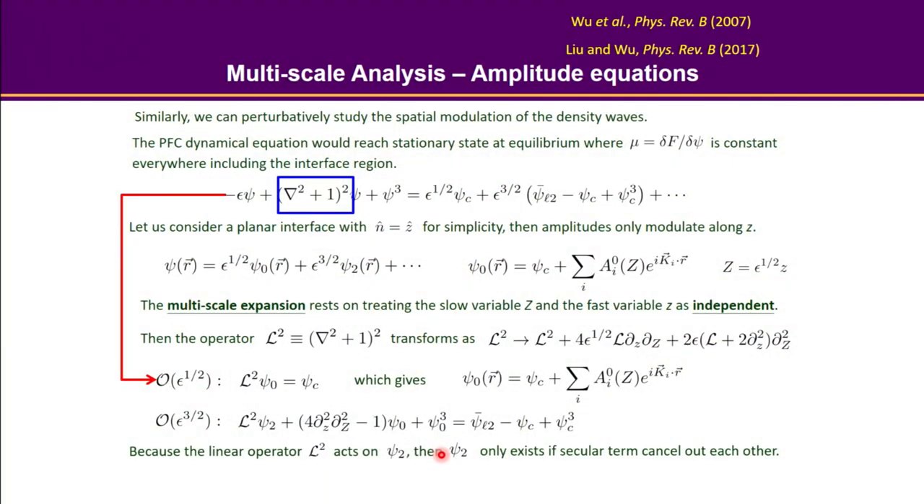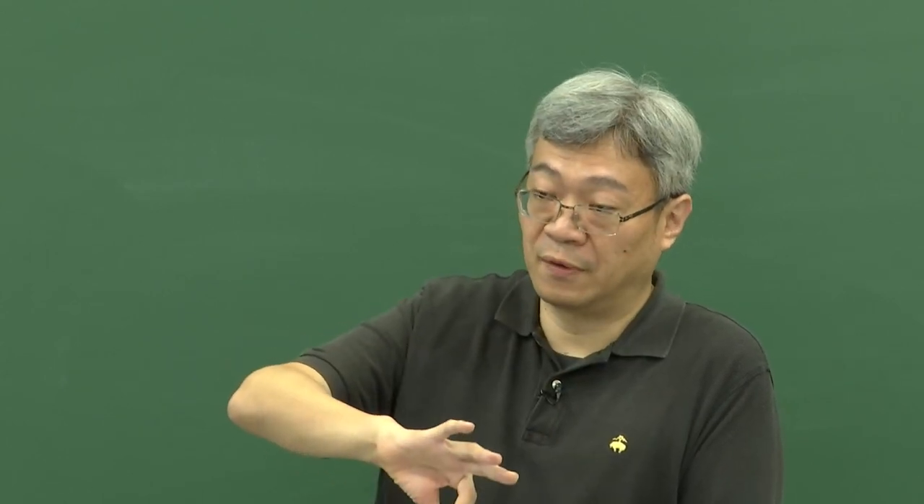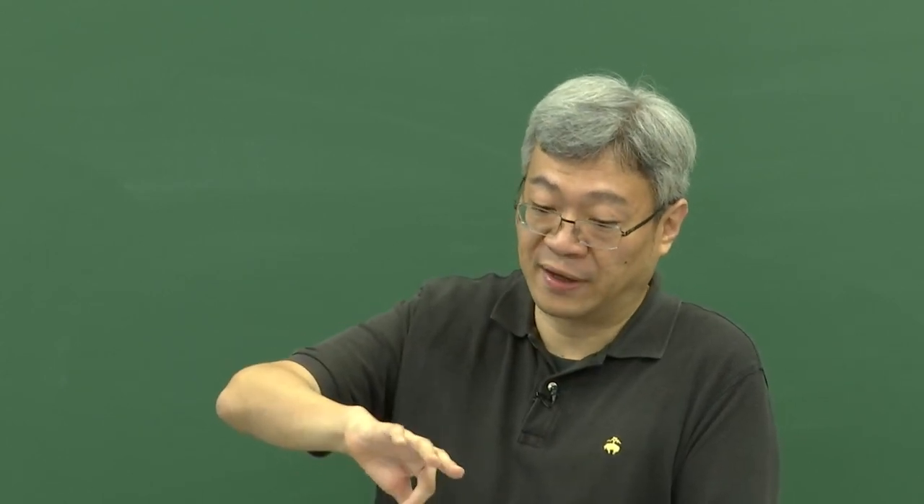So in order to actually have a Psi 2, you will need this kind of solvability condition, which means all the rest of the terms in this equation cannot have anything like the density wave with the wave factor that's in the principal reciprocal lattice factors. Otherwise, it's going to blow up. So that's the typical solvability condition.